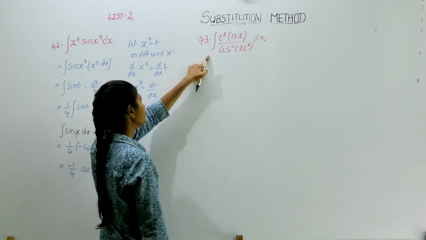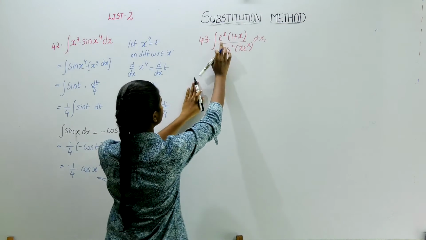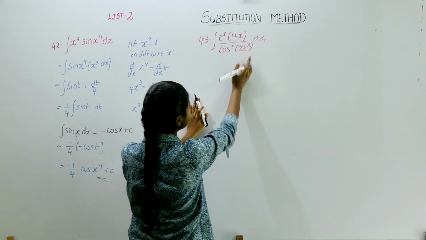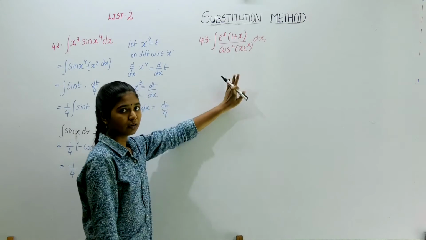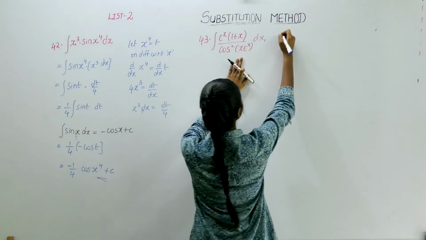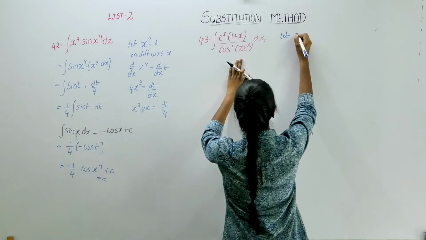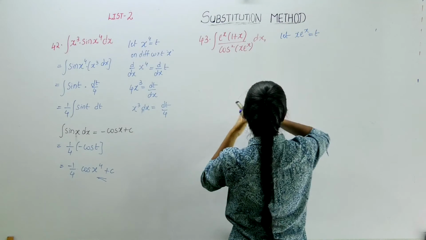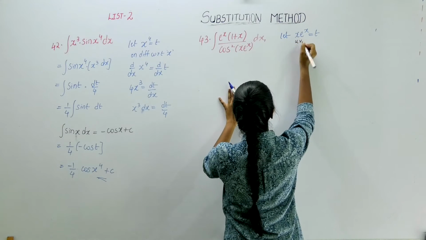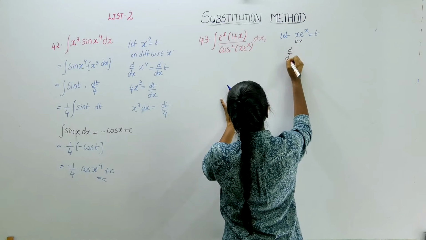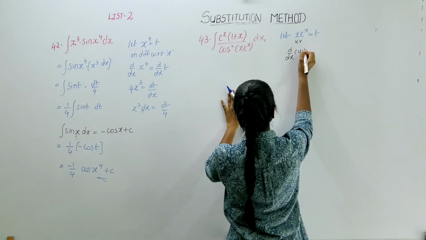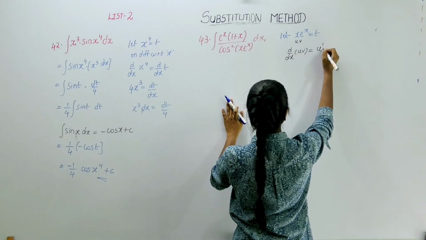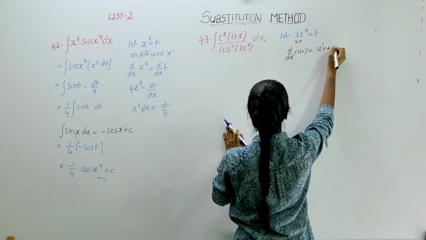Next, the 43rd one. It is given as integral e power x into (1 plus x) by cos square (x e power x). To solve this, let us assume x e power x is equal to t. This is in the uv form. d by dx of, when we differentiate this uv, that is in product form, the formula for this is u dash v plus v dash u.